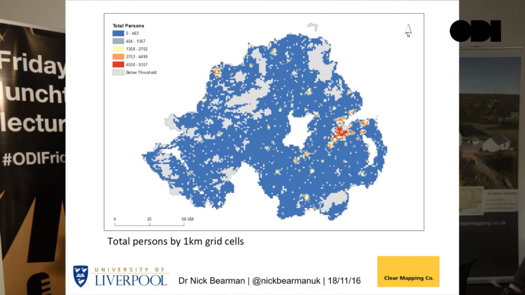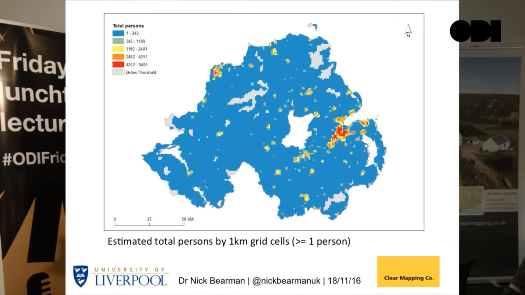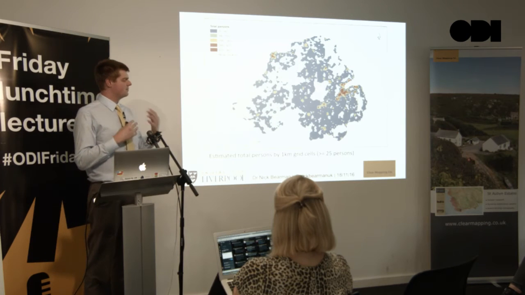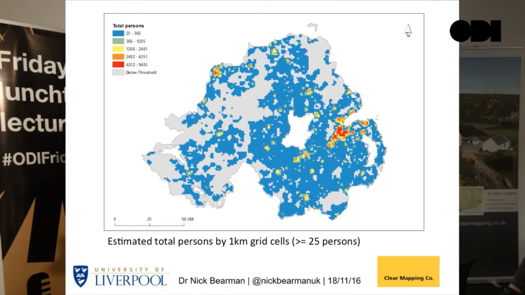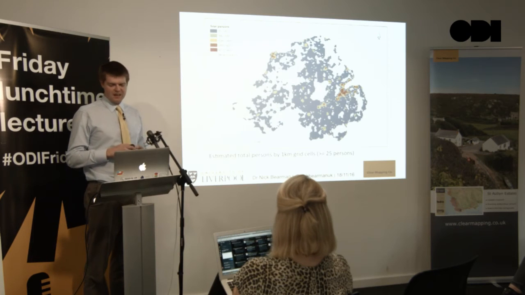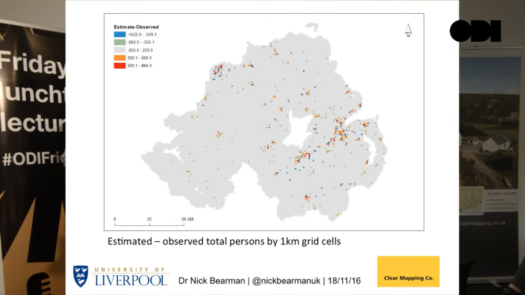And then this is our estimated method. So we use the same method I've described done for Great Britain for Northern Ireland. This is the count where we have at least one person, kind of numerically in terms of the data. We've got a threshold of 25 people because our experiments have shown that this much more accurately represents the real world. When we look at the difference between the estimated, so based on our model, and our observed, this is the kind of output we get.